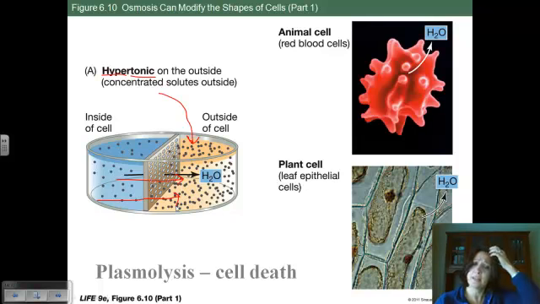Now, how plants and animals deal with these different tonicities varies, and we're going to talk about that. In a hypertonic solution, plant and animal cells do not function very well. So they do what's called plasmolysis.